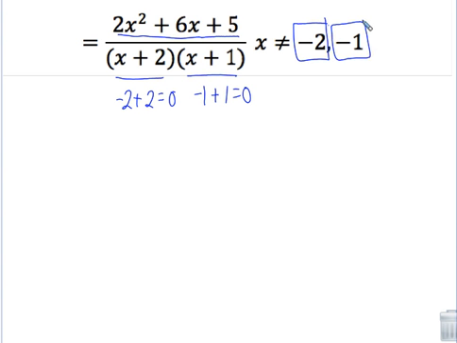All right, so to write this domain out, you would have parentheses, negative infinity to negative 2, the little conjunction U, and then negative 2 to negative 1, another conjunction U, and negative 1 to positive infinity. And that would be the domain for this composite function. Let's go ahead and look at the next one.